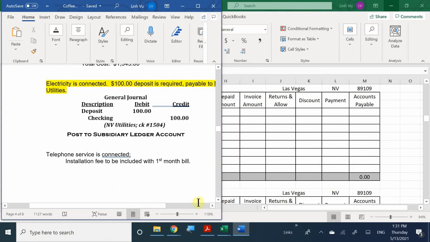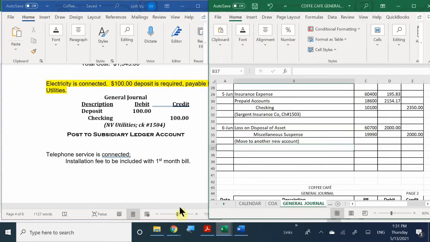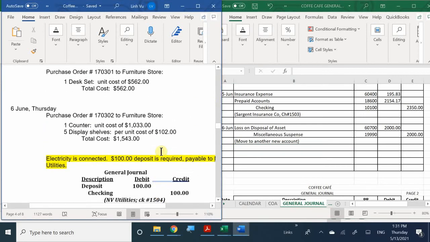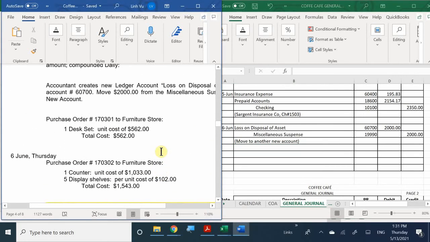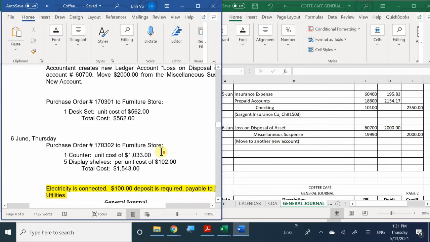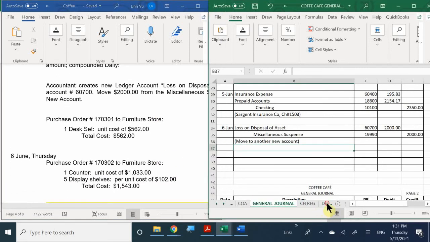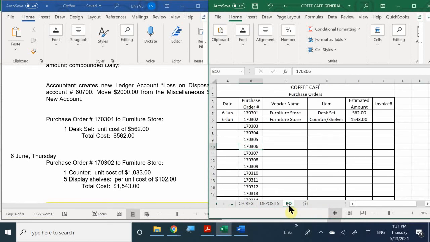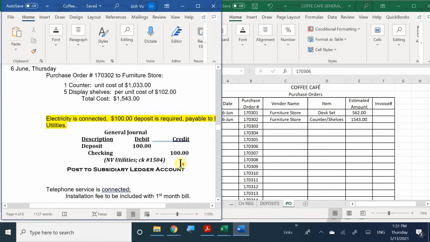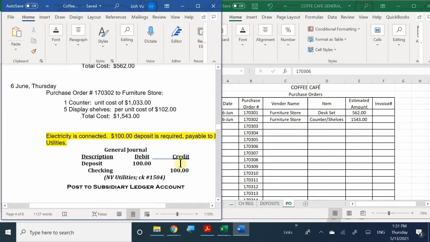All right, so we are coming back to where we left off yesterday. We last recognized that we have purchase orders. We filled out our very first 2 purchase orders for the 2 orders. So this is where we left off. We need to enter in this transaction here.